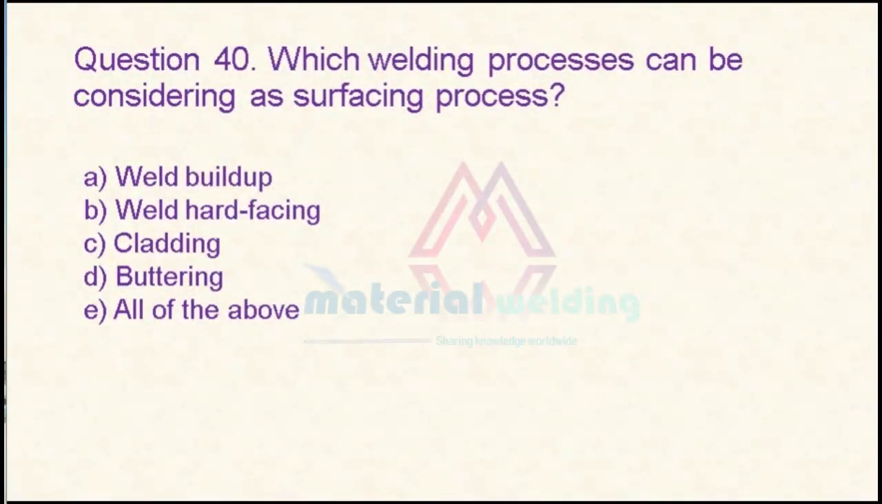Question 40. Which welding processes can be considered as surfacing process? A. Weld buildup. B. Weld hard facing. C. Cladding. D. Buttering. E. All of the above.